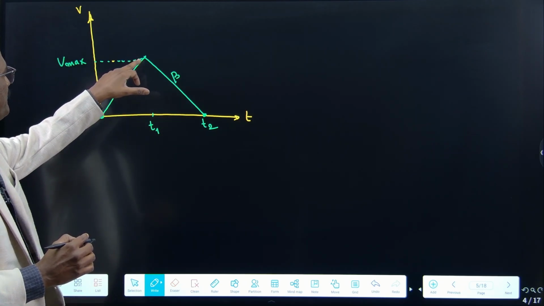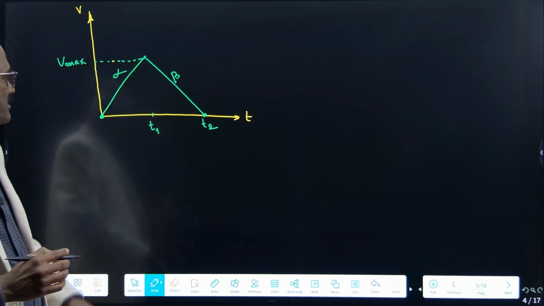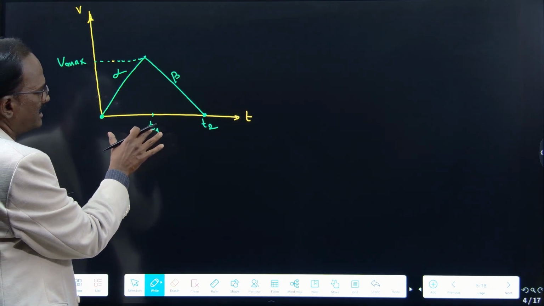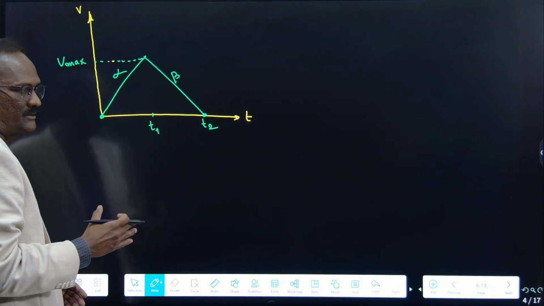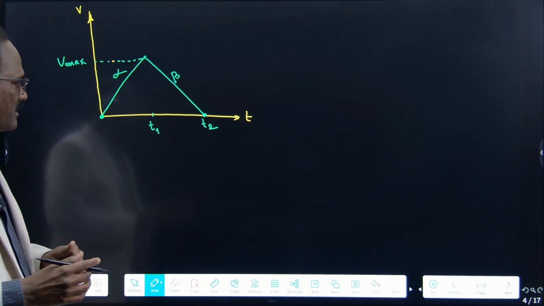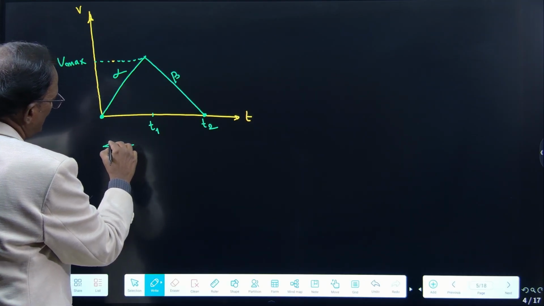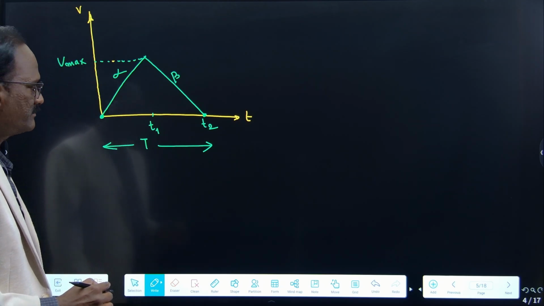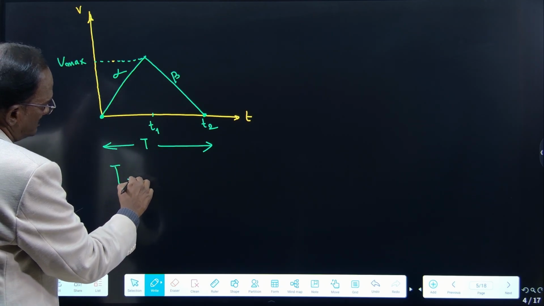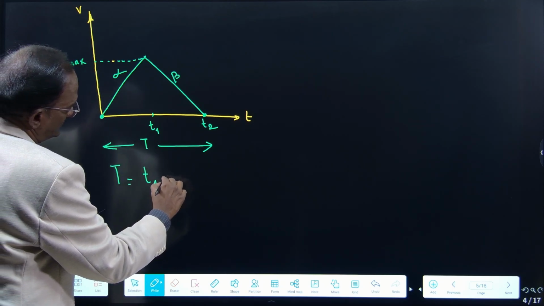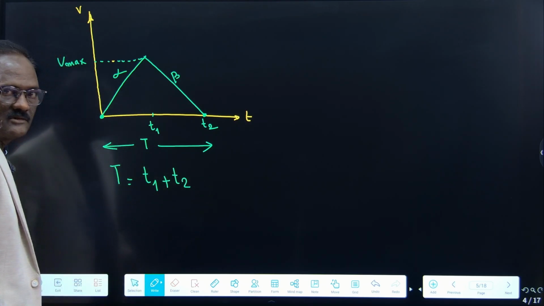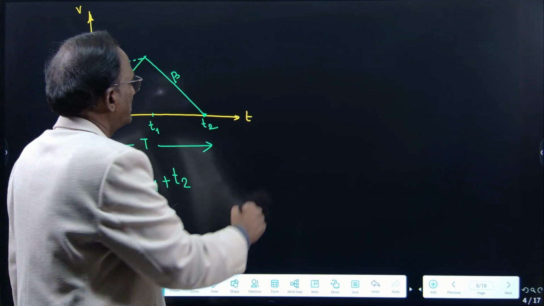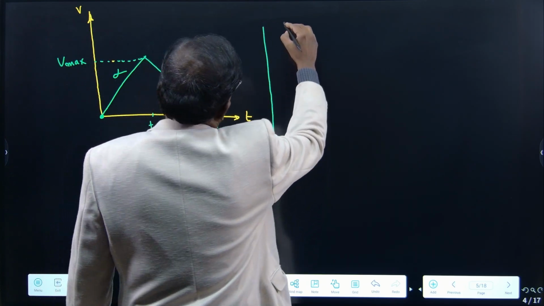So this is the maximum, Vmax, maximum velocity. This is the time interval t1 second and t2 second. Some distance it is also traveling. Total time, let me write it as capital T, total time. So T is equal to T1 plus T2. So let us find T1 and T2 separately using the standard equation.